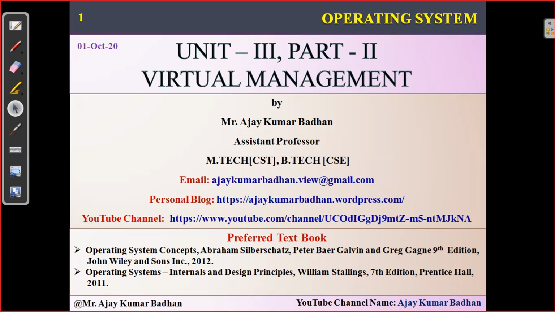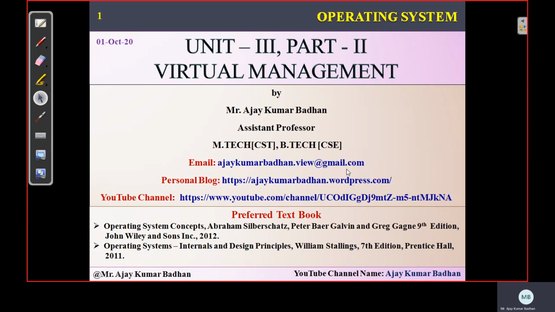Hello everyone, welcome back to the session on virtual memory management. Today we will cover the third unit of your operating system, that is virtual memory management technique. Today we'll be wrapping this up.